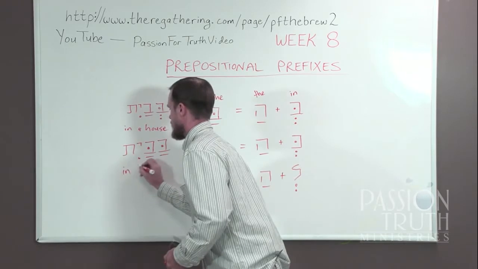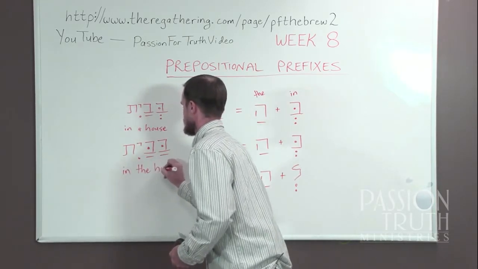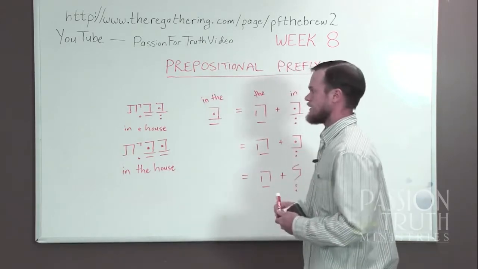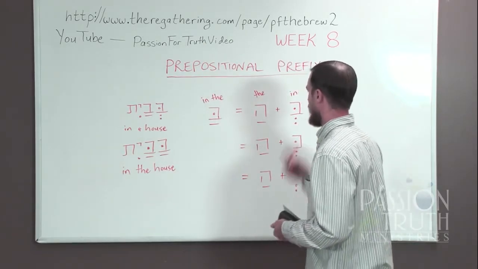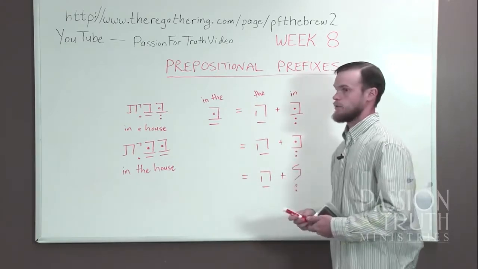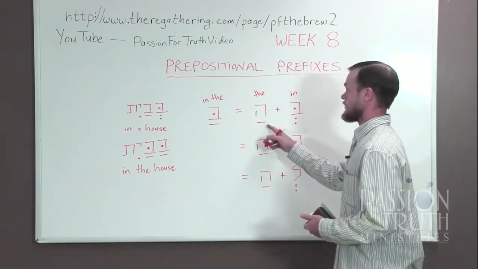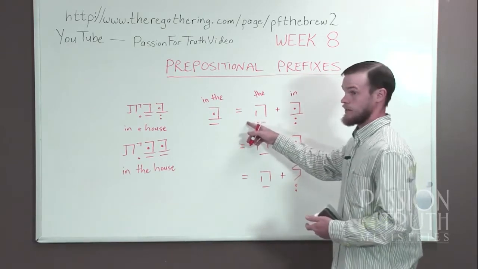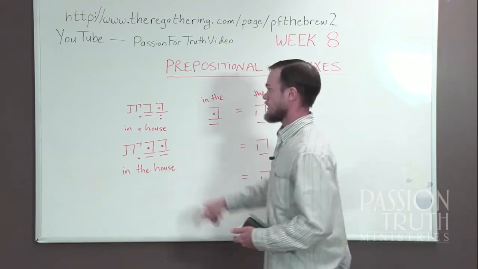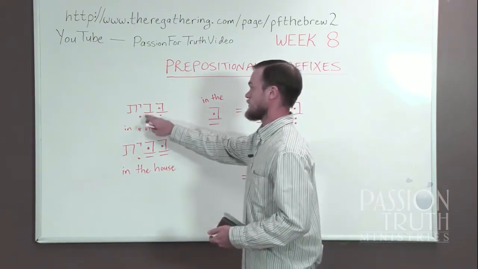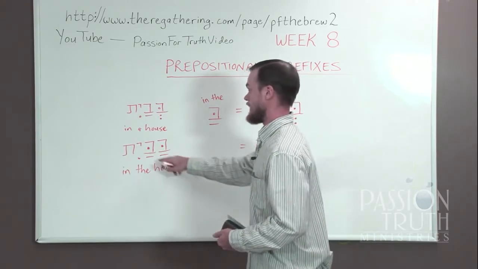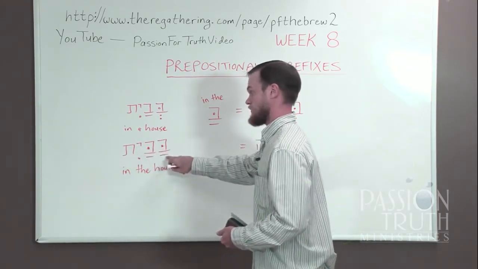Okay, in the house. And another thing you'll notice here, the rule with the definite article is that the letter immediately following the definite article takes a dagesh. That carries through when these two are combined as well. So you'll see in "in a house," this first bet on bayit has lost its dagesh. But in "in the house," here it is because it follows the definite article.